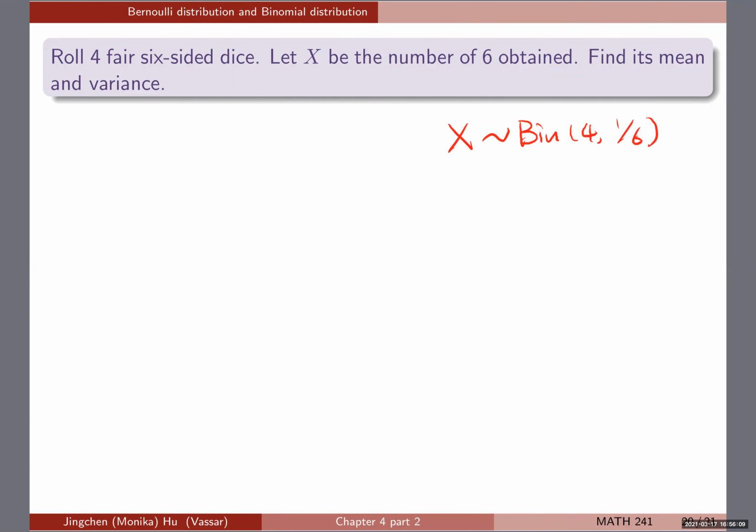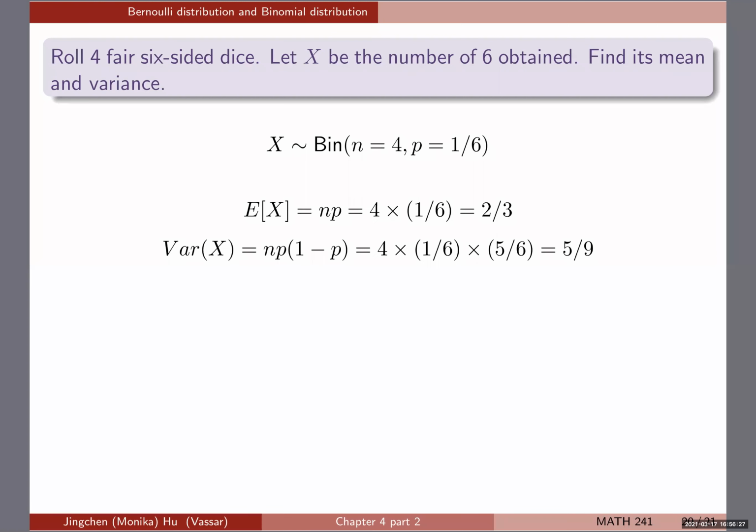If you remember, the expectation of X for any binomial is n times P, and the variance is n times P times 1 minus P. That's true for any binomial. So we can use this result to find the mean and the variance. The mean is n times P, which is 4 times 1 over 6, and the variance is n times P times 1 minus P, which is 5 over 9. So this is a pretty straightforward application.